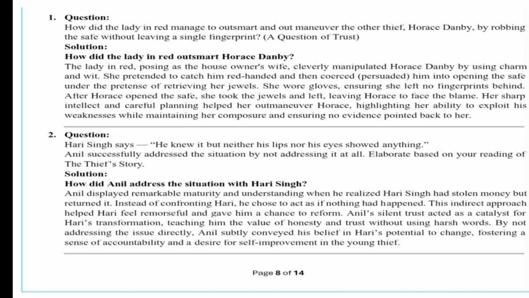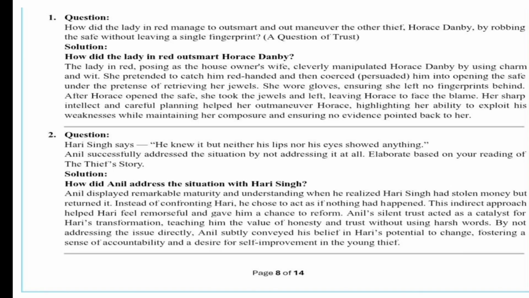And in the second paragraph you will explain the encounter with the lady in red, that the lady in red came there, and then what happened. And in the third paragraph you will explain that with her charming and convincing demeanor, she was able to outsmart Horace Danby.